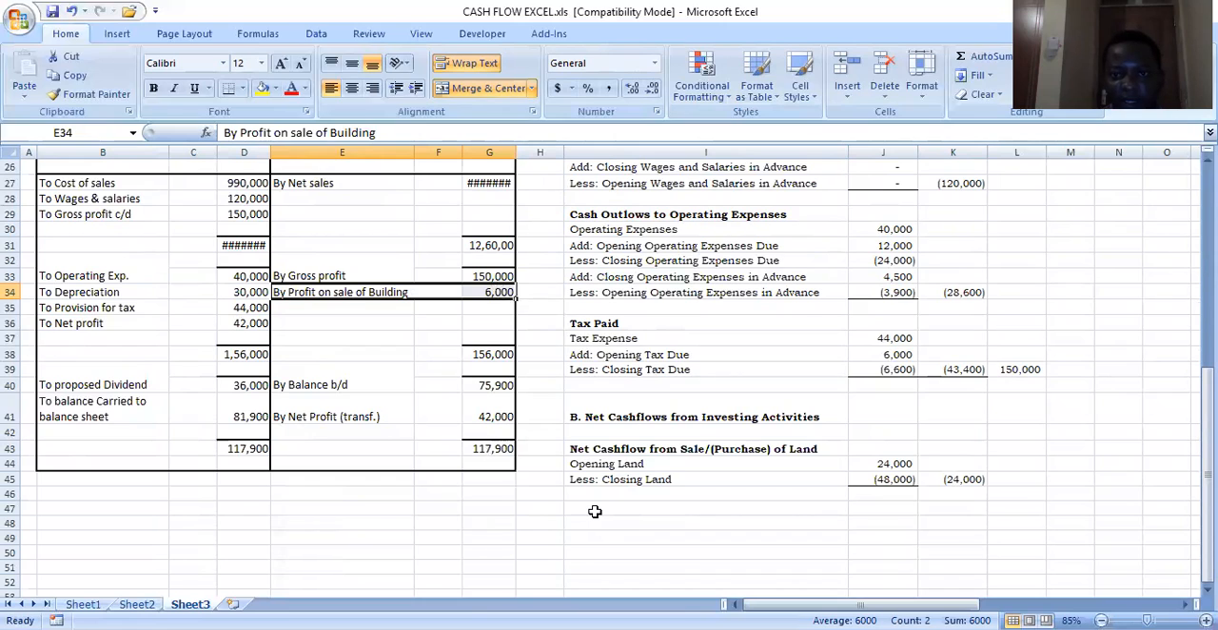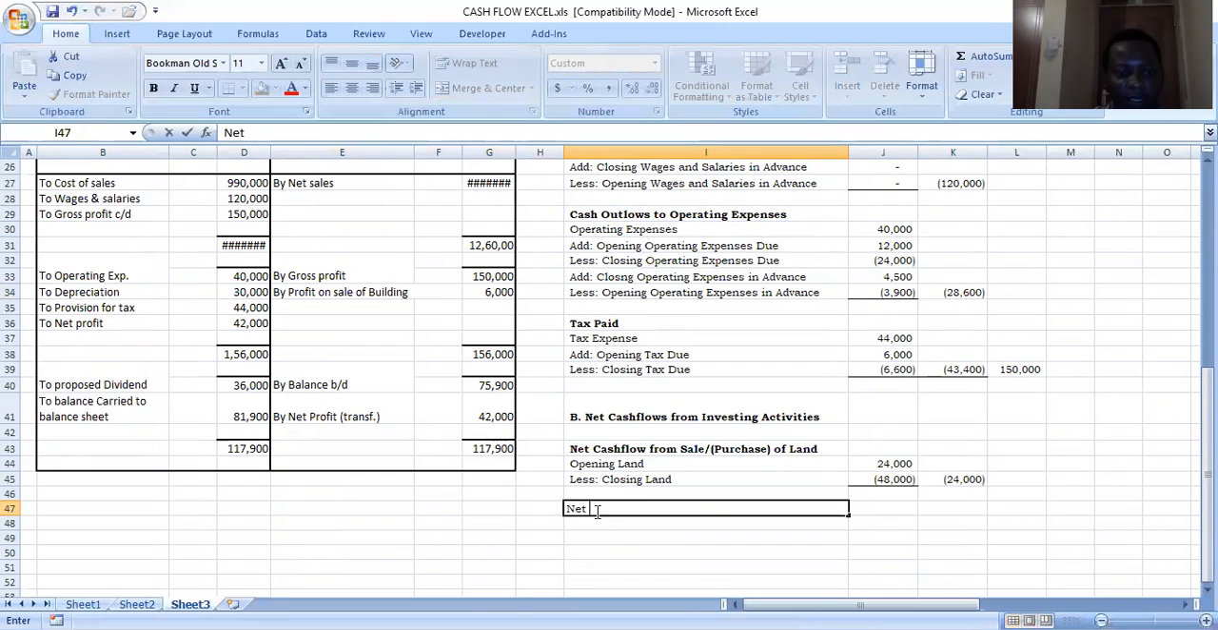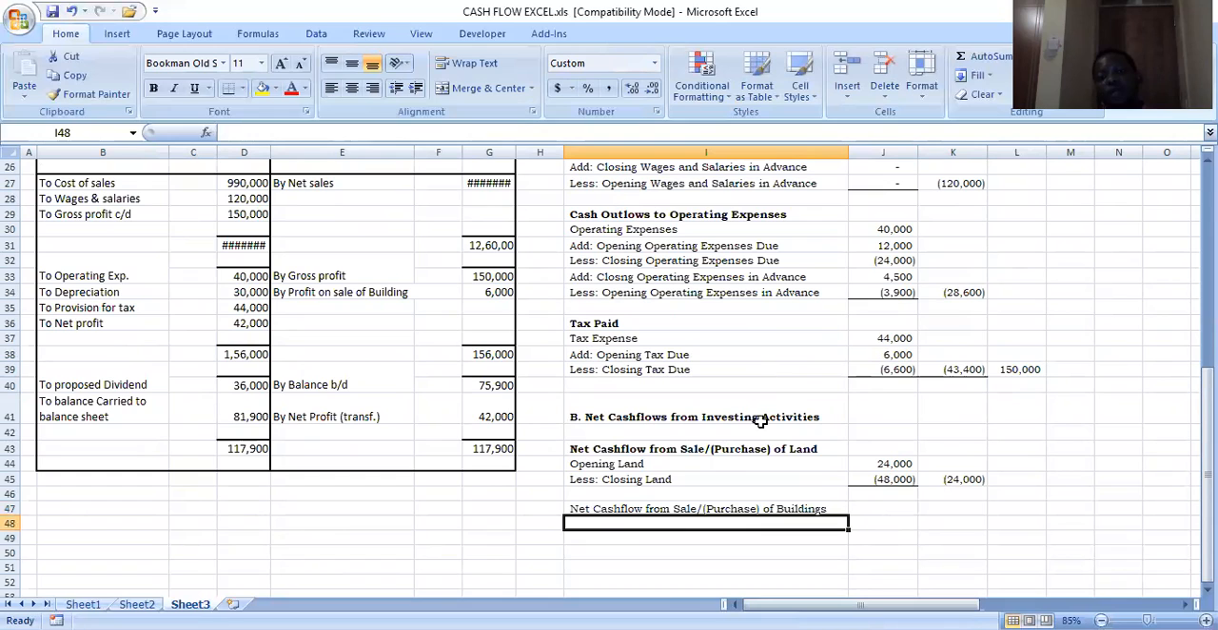So that we have in our case maybe net cash flow from purchase/sale/purchase. Purchase in brackets, indicating that you're deducting. Cash is going out. Purchase of buildings. So we want to get whether there was a cash outflow or cash inflow for the buildings.